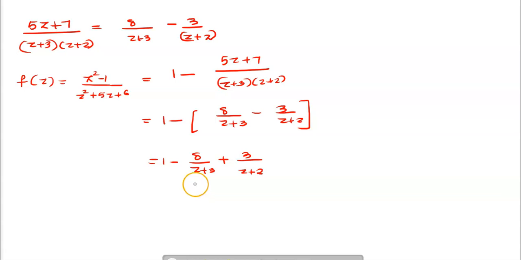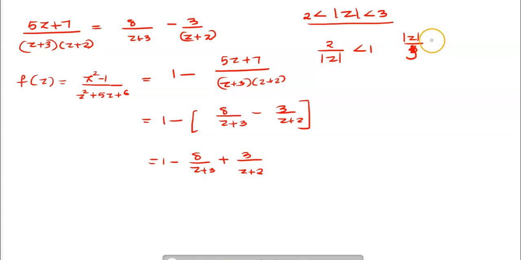Okay. Now let's check the region. The region is given by 2 < |z| < 3, and we want the Laurent series expansion about z = 0, so we split the region. 2 < |z| means 2/|z| < 1, and |z| < 3 means |z|/3 < 1. So these are our two regions.